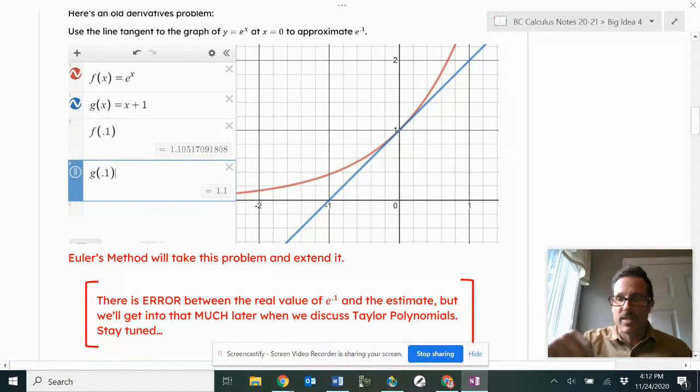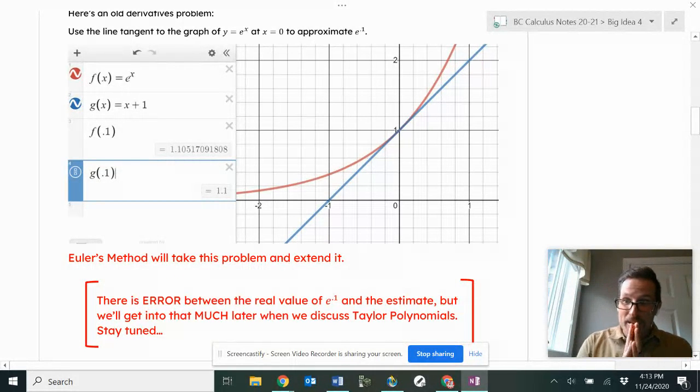Now, Euler's method is going to take this idea of lines approximating curves and extend it even further. We're going to repeat this process over and over. We know that tangent line approximations are good approximators of curves, but only close to where the point of tangency is. So we can't go too far away or all bets are off. But if we stay close, then we're okay. This is just a preview of coming attractions. The error between those two curves is huge the further away you get.